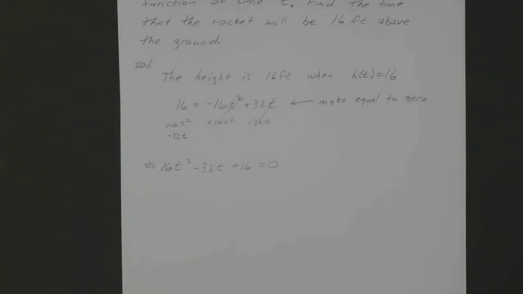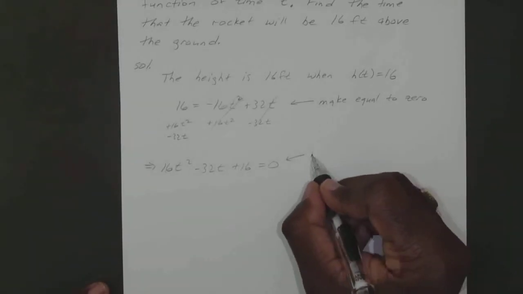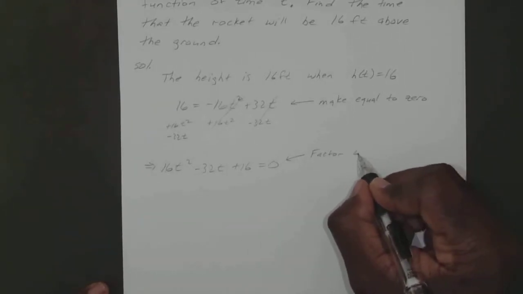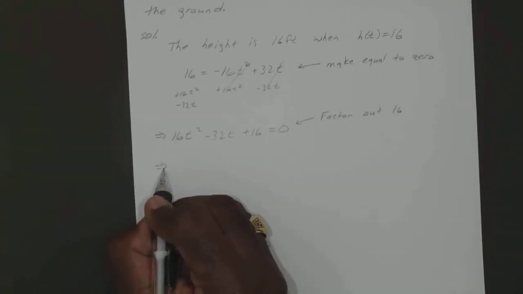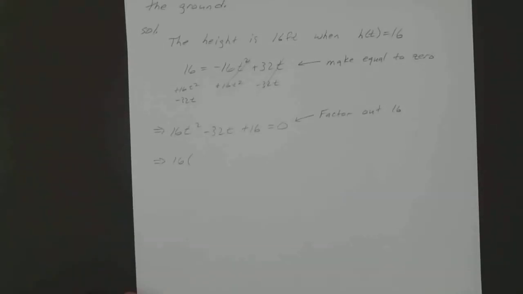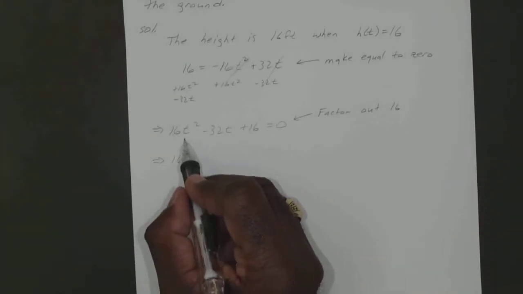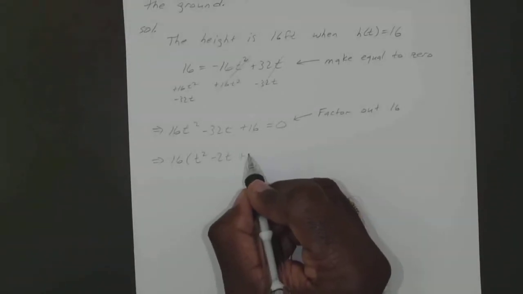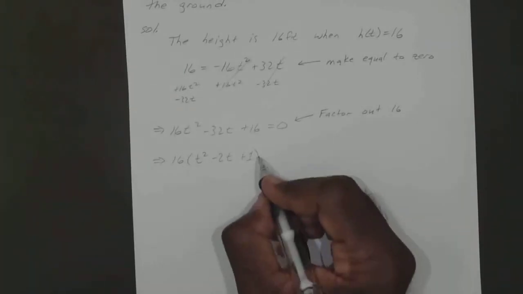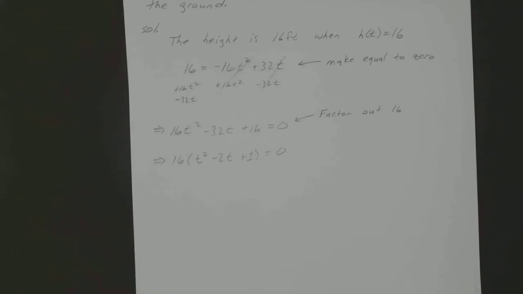Okay, so luckily with this one we can factor a 16 out of each term, so we don't have to worry about 16 times 16 and all that other stuff. So if you factor out a 16, 16 times t squared would give you 16t squared. 16 times negative 2t would give you negative 32t. And 16 times 1 would give you positive 16, which equals 0.